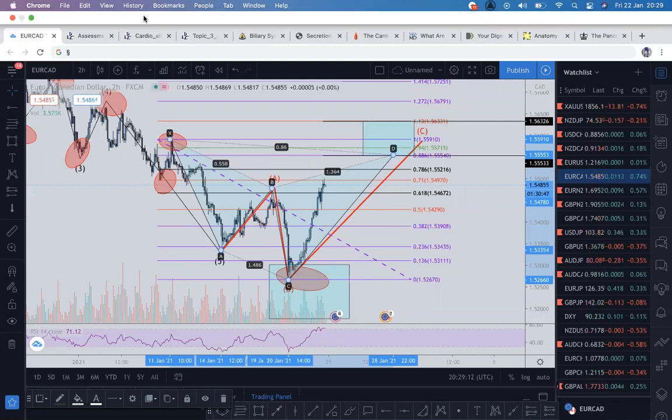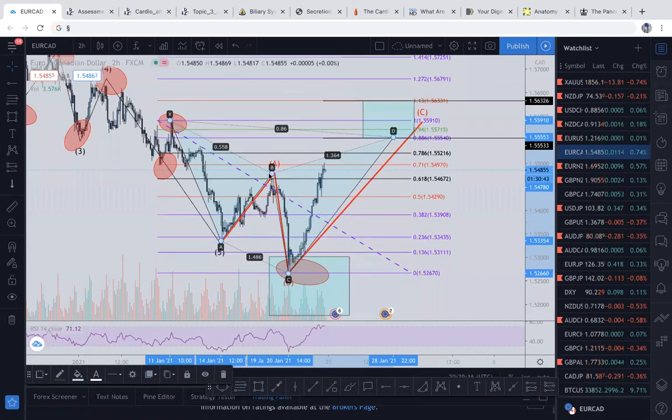Well, for shark patterns, it doesn't matter where the B leg is. B can be all the way up here and it is still a shark pattern as long as we get the C leg inside the zone that we're looking for. In terms of shark patterns, you don't care about the B leg. All your focus is on the C and the D. That's all you need. I think it's one of the easiest patterns to draw.